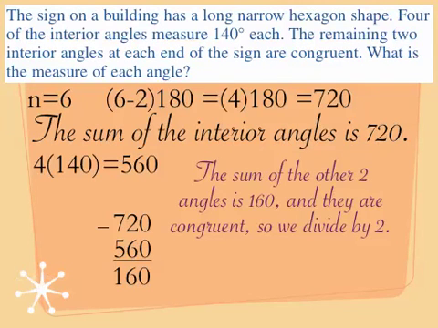So the sum of the other 2 angles is going to be 160, and they are congruent, so I need to divide 160 by 2. 160 divided by 2 will give me 80 degrees for each of the 2 remaining angles.